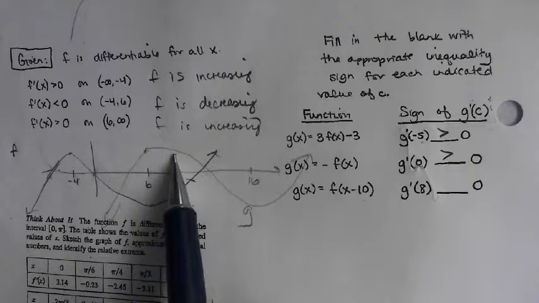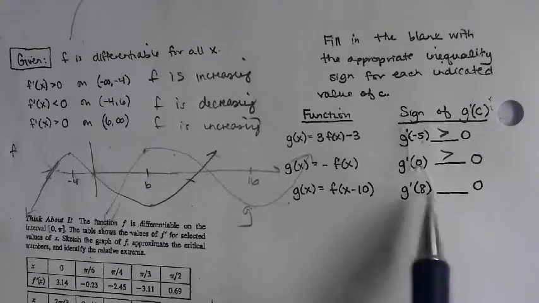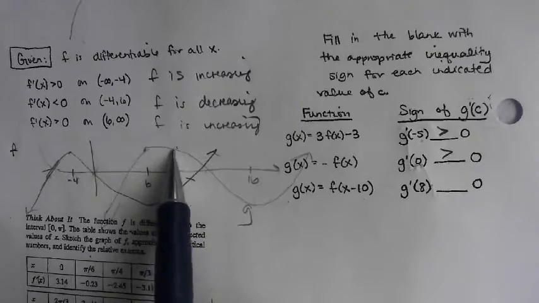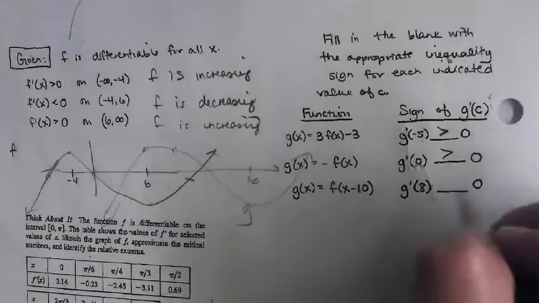Negative. Because it's what is the slope doing, right? This is the function g. This is asking what is the derivative at 8. And since it's the derivative, they want what the slope is at 8, and that is negative.